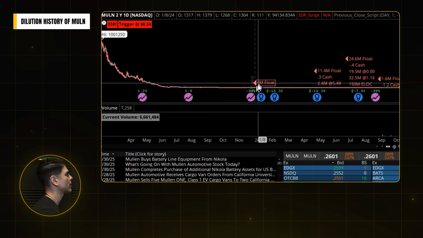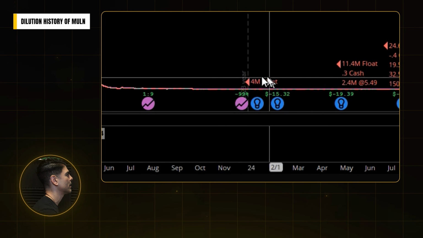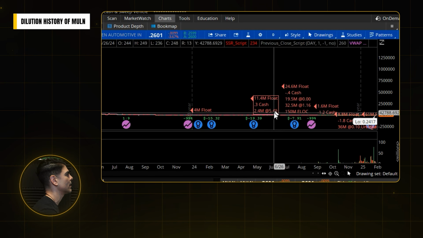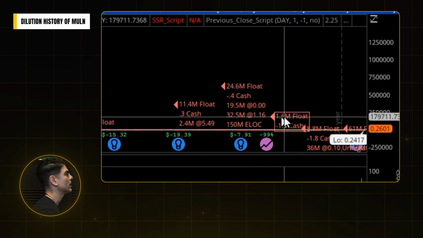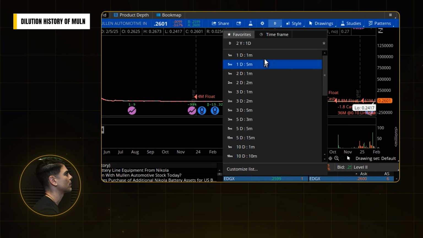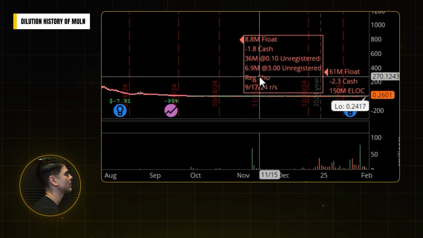Each time the stock has done a reverse split, you can see one for 25, one for 9. So you can see I track the float. After the split, in this case, it was 4 million. Then over time, they diluted it, and now it's 11 million. Then a little bit more time, it's 24 million. And then they do a reverse split, it's 1.6. Then over here, 8.8. Let's go closer to 1 year: 8.8 million with a bunch of dilution.